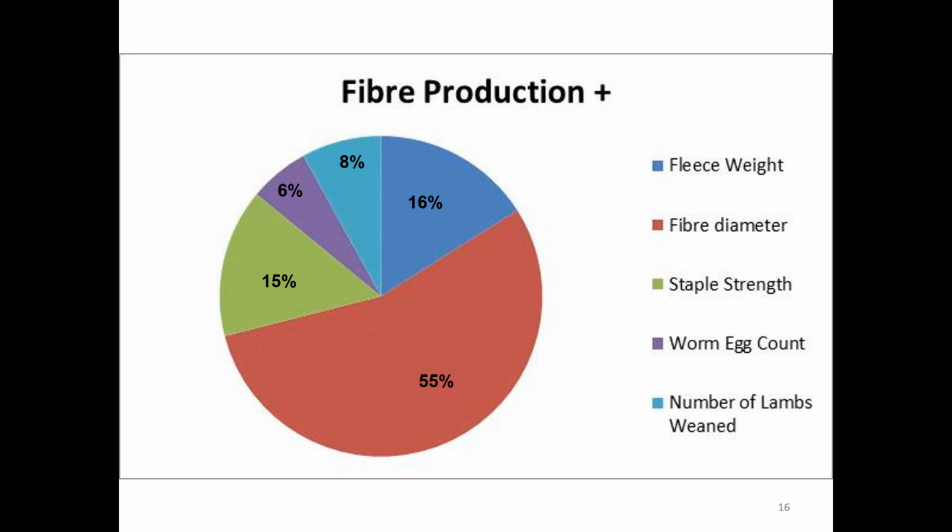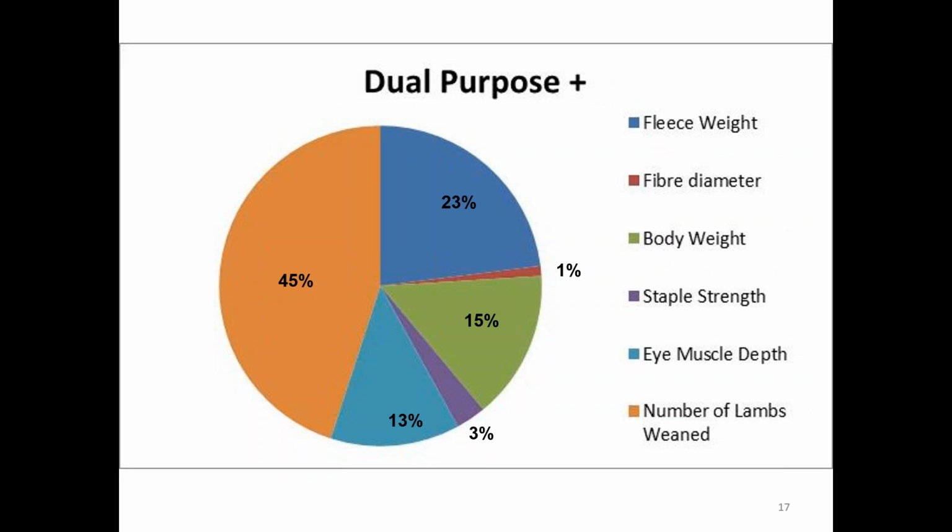And then in the dual purpose index, there's effectively no emphasis on fibre diameter. So they're really very different indexes just by looking at that trait. So make sure you get the right index if you're going to use one. Sometimes in sale catalogues they'll just have the word index, and if it's not the right one, it'll definitely send you down the wrong track.